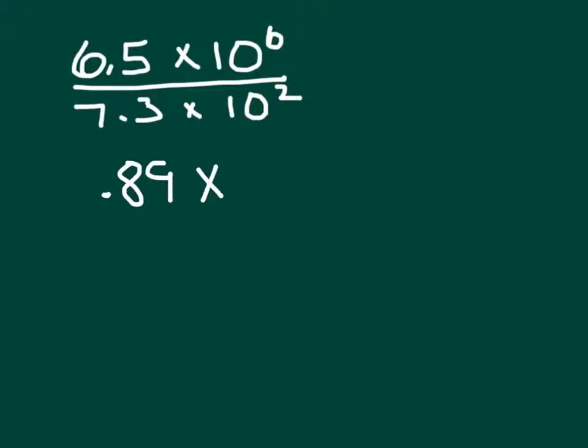And 10 to the 6 divided by 10 to the 2 is 10 to the 6 minus 2, which would be 10 to the 4th. And we want to write our answer in scientific notation.